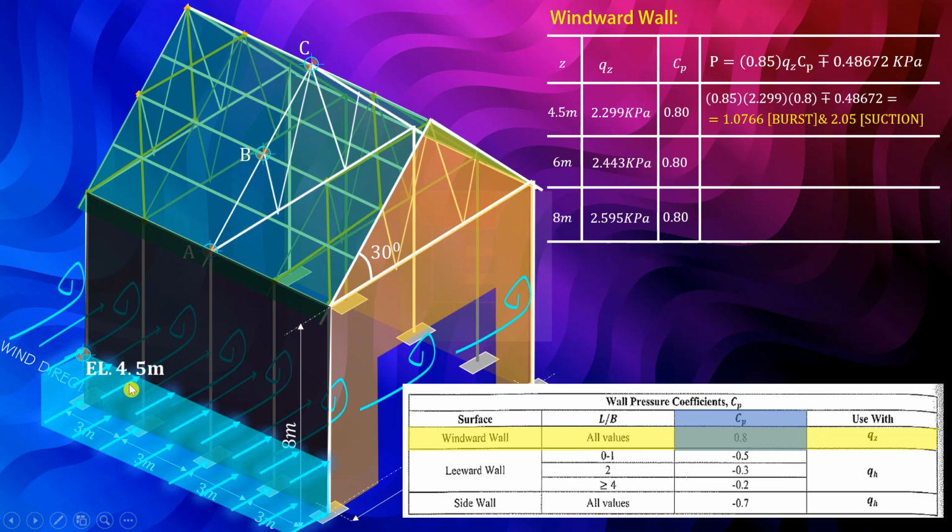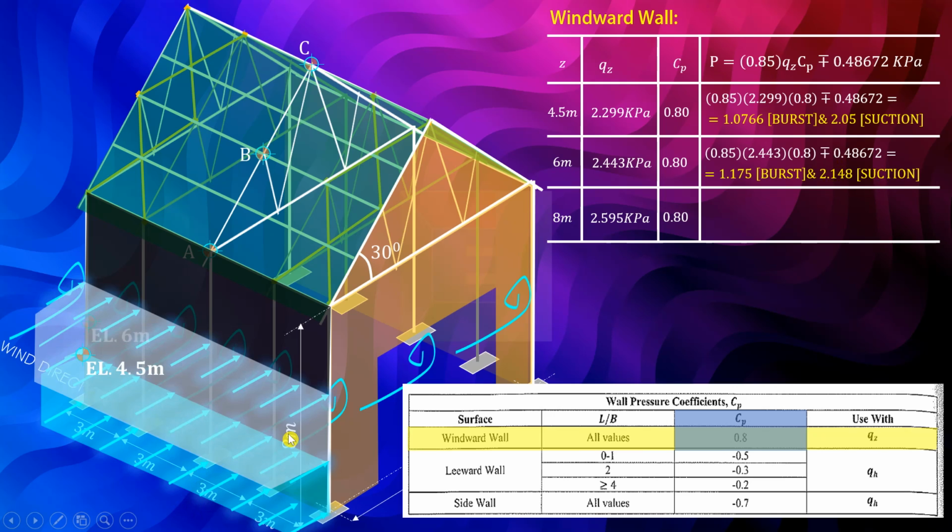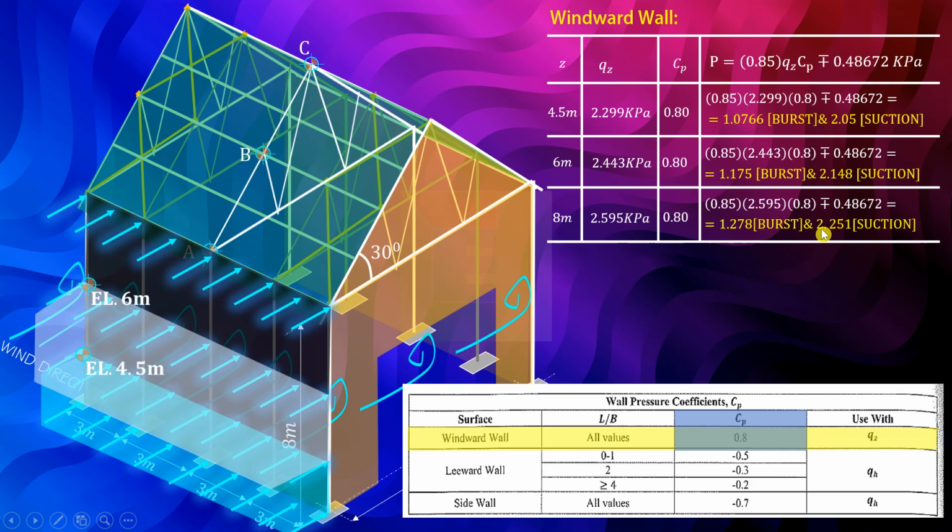So at a distance of 4.5 meters. And then 0.85 times 2.443 times 0.8 minus plus 0.48672. So if we use minus, so we get 1.175 for the first condition. And if we use plus, we have 2.148 for the suction condition. So bali up to 6 meters. So ito yan. And then 0.85 times 2.595 times 0.8 minus plus 0.48672. So we have, if we use minus, so we have 1.278 for the burst. And if we use plus, so we have 2.251 for the suction.